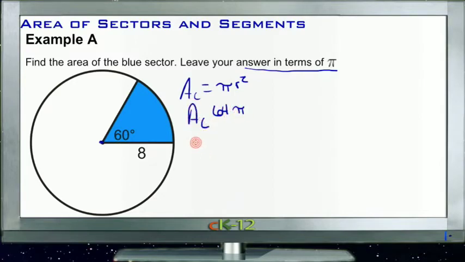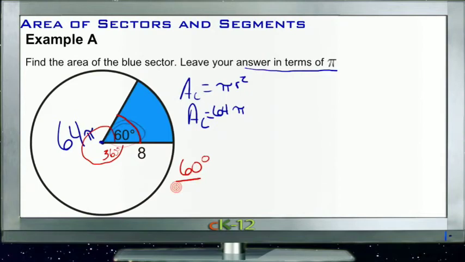Now that we know the area of the entire circle, 64 pi, we need to find out what portion of that entire circle's area we have in our little sector right here. So we take a look at the degree measure of the sector we have, 60 degrees. And since our sector is 60 degrees and the entire circle is 360 degrees, we have 60 360ths, or 1/6 of the entire circle.